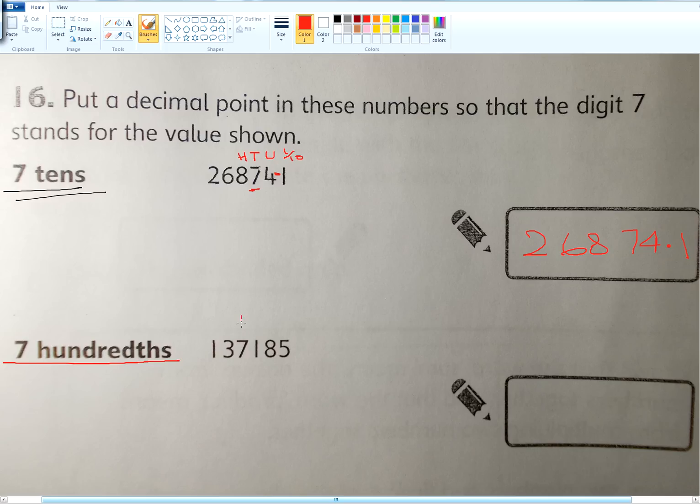Next question. The 7 stands for 7 hundredths. So here we go, that's 7 hundredths. That's the hundredths column. That means the next one will be the tenths column, and the next one will be the units column. Is that right, folks? Hundredths, tenths, units. So where does the decimal point go now? In between 1 and 3. Beautiful. So the answer is 1.37185. Absolutely fantastic, folks. Well done.